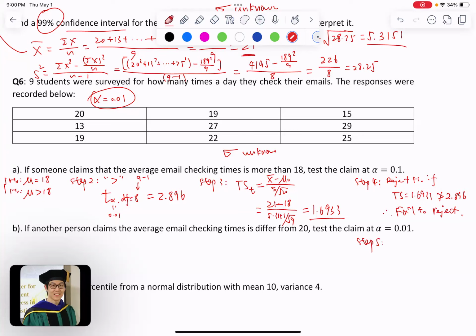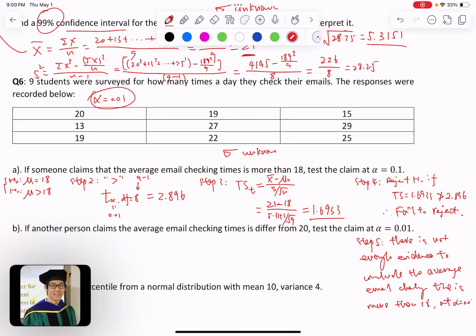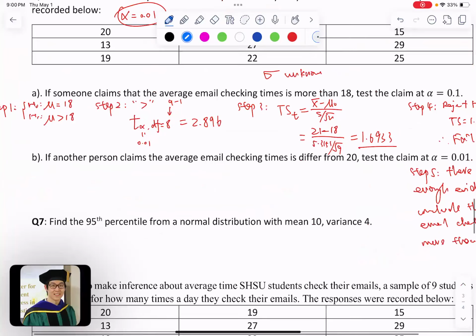So step 5, there's not enough evidence to conclude the average email checking time is more than 18 at alpha equals 0.01. So that's the conclusion. All right, let's look at the other question.